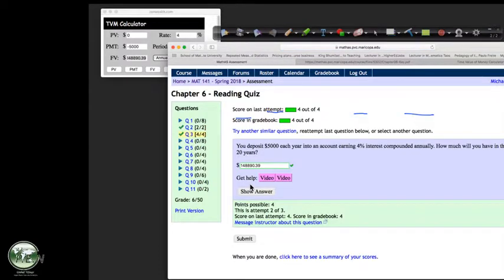Submit it, and it liked it, it's good. Okay, so that's what's nice about this. When you take the final exam, I will give it to you through MAT141. I have it set up in there.